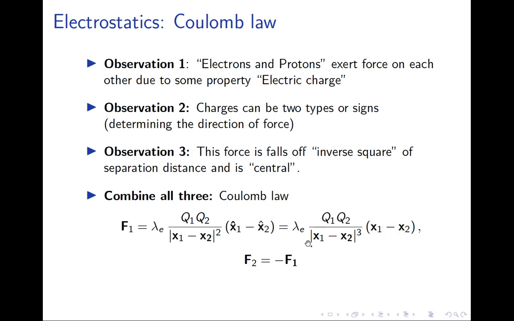So this is the form we will use mostly: x over mod x cubed. If I'm calling this x1 minus x2, this is x divided by mod x cubed. And then, to get the force on the second particle, you replace every 1 by 2. So F2 will be Q2 Q1, which is the same, times X2 minus X1 over mod, which is the same, and X2 minus X1 is minus of this. So F2 is minus F1. And so the electric forces on the two particles are equal in magnitude, but opposite in direction.